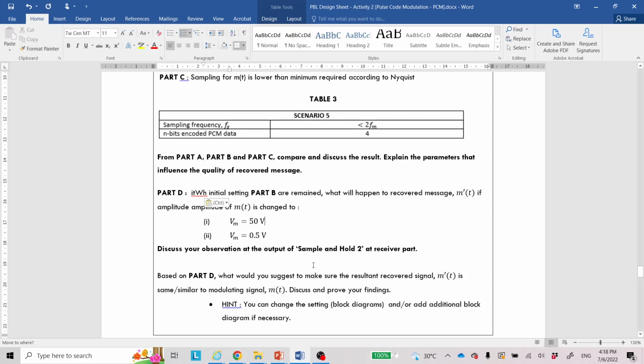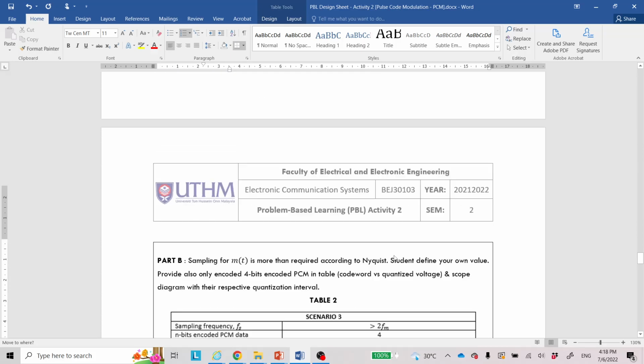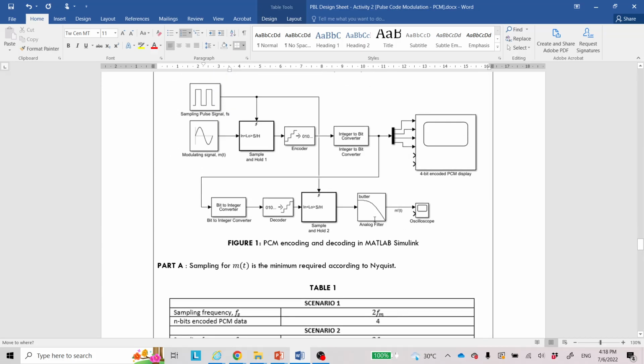So discuss your observation at the output of the sample and hold at the receiver. Sample and hold is this one. The output of the sample and hold at the receiver. We want to see what happened over here at the oscilloscope. How does the output look like in the oscilloscope?